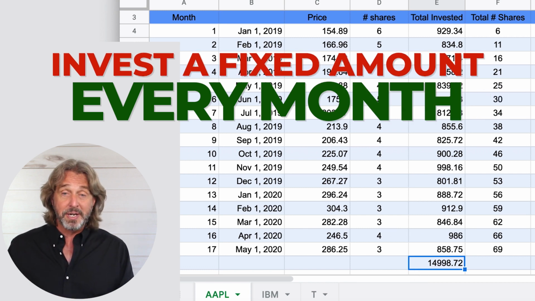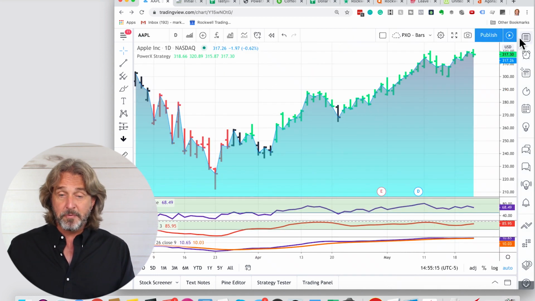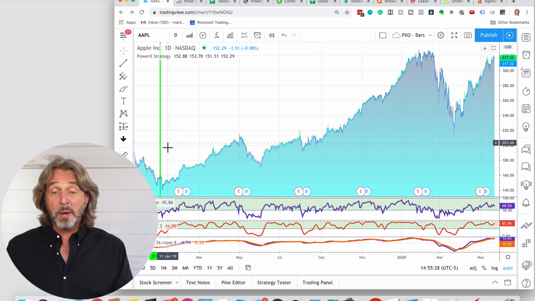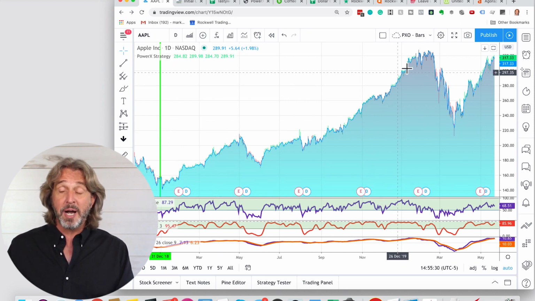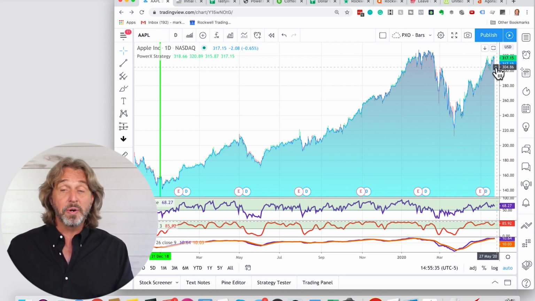Now, let's take a look at an Apple chart really quick here and see what has happened since January 1st, 2019. Right here, I marked it in green. So as you can see, Apple has been consistently going up. Yes, it has been hit by this pandemic that we had and is now nicely going up.